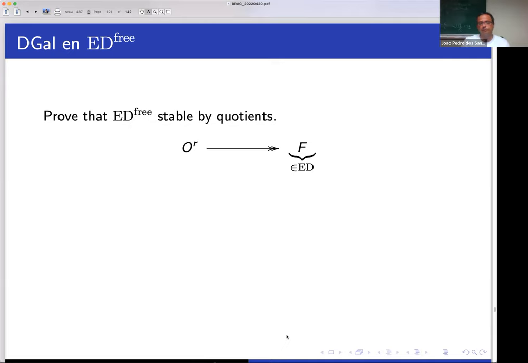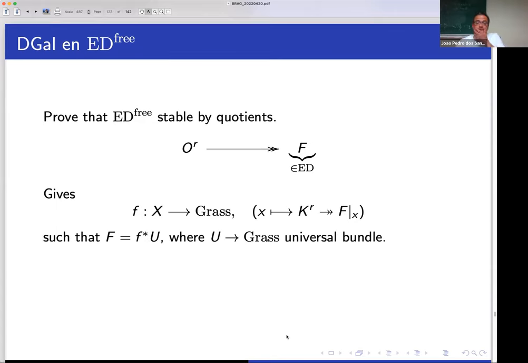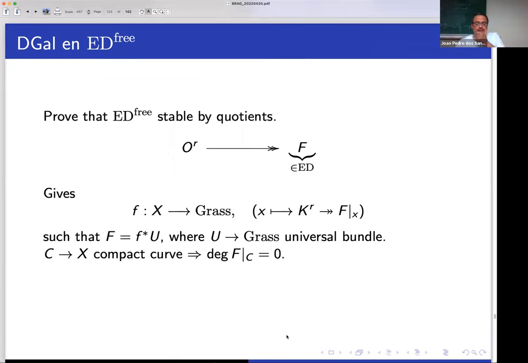So let me write it like that. I have O^r that goes to F, and F carries a connection. And this gives me a map to the Grassmannian. For every point of X, I get myself a quotient. And of course, F is just the pullback of the universal bundle on the Grassmannian. And now comes the good point: for every compact curve, every proper curve inside of X, whenever I pull it back to the curve, it turns out that the degree of the vector bundle is zero. Why is it zero? Because F restricted to C carries a connection, and on curves all connections are immediately integrable, because it's an algebraic curve, so it's one dimensional. And if I have a connection on a curve, it means that the bundle has degree zero.